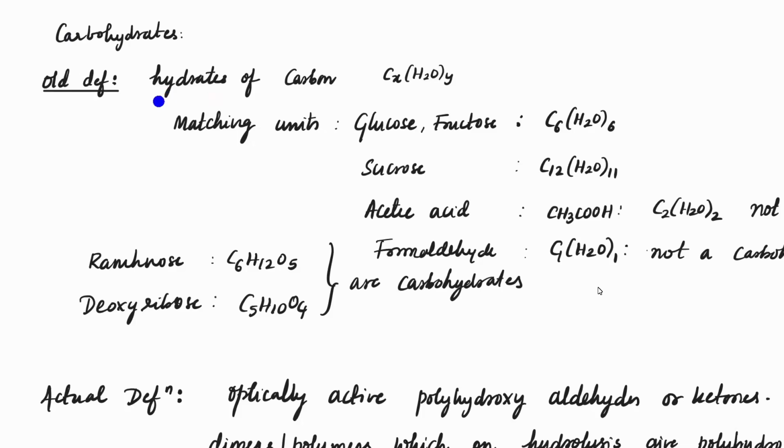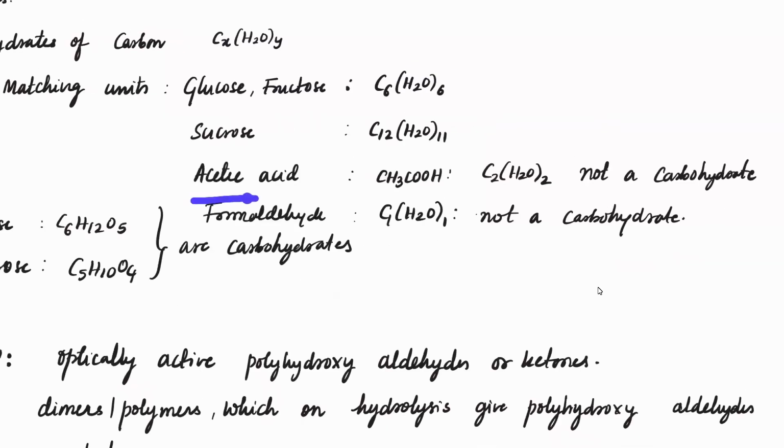Carbohydrates, the old definition was hydrates of carbon, which means if you have some X number of carbons and some Y ratio of water molecules with it, that composition is called carbohydrates. And that was a pretty good match for molecules like glucose, fructose, sucrose, and so on. But on the other hand, that definition also matches acetic acid, which is C2 and H2O twice. And it also matches formaldehyde, which is C1 and H2O1. And this is not a carbohydrate.